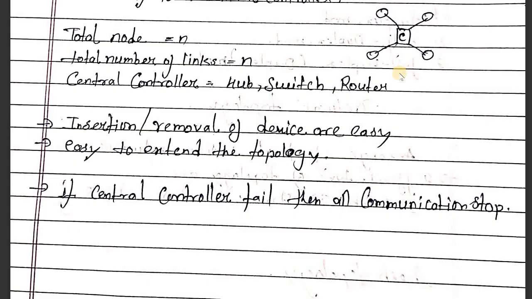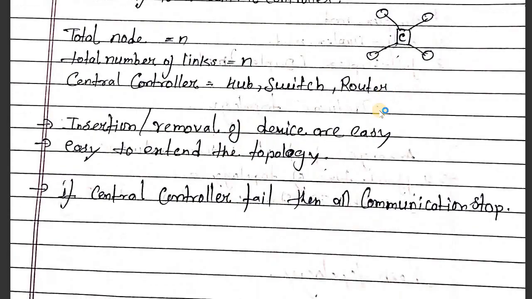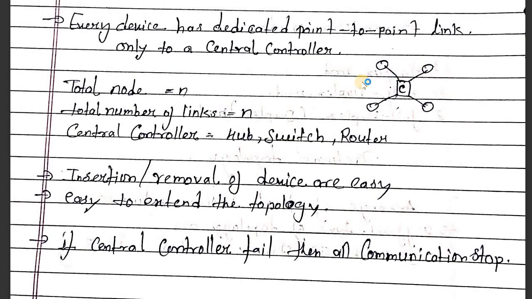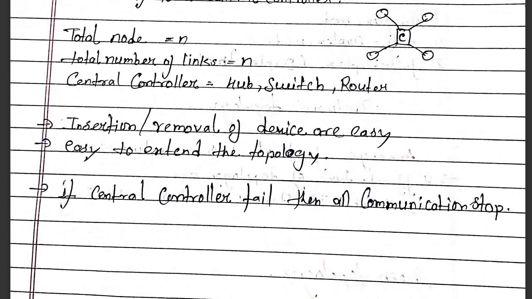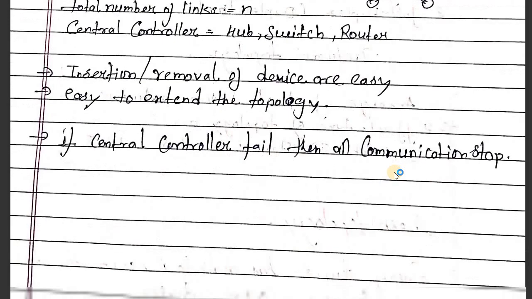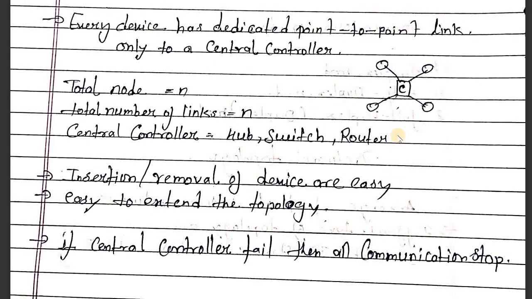Here, the advantage of star topology is that removal or insertion of a new device is easy. If you want to connect other nodes, it should be easy. There is ease of extension, if you want to add many more nodes, it should be easy without disturbing the other nodes. The only disadvantage is that if the central device, the central controller, fails, then the communication of the other nodes will fail.